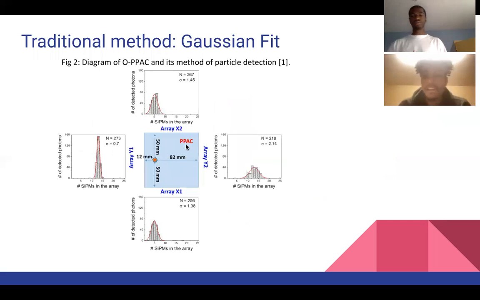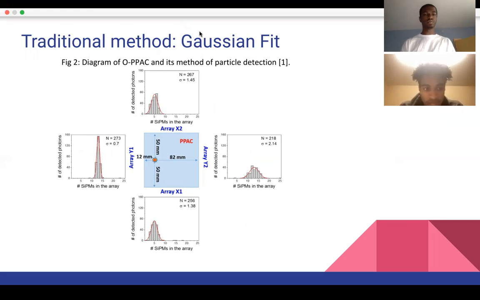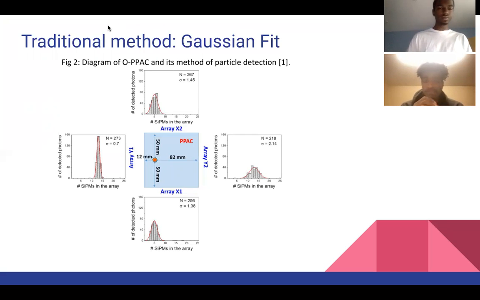So what you see here are graphs that are made from the data that we get from the OP pack. Each graph corresponds to a side of diodes, so there are four sides, four graphs. As you can see, in the middle there's another graph, and that is basically telling you the distance between the particle and each side. On the left side, we see that our particle is 12 millimeters away from our left side. So our graph is very skinny, and the number of photons detected is very high.